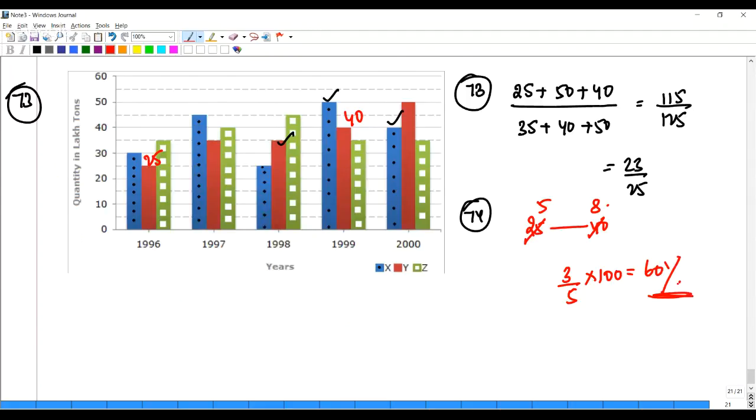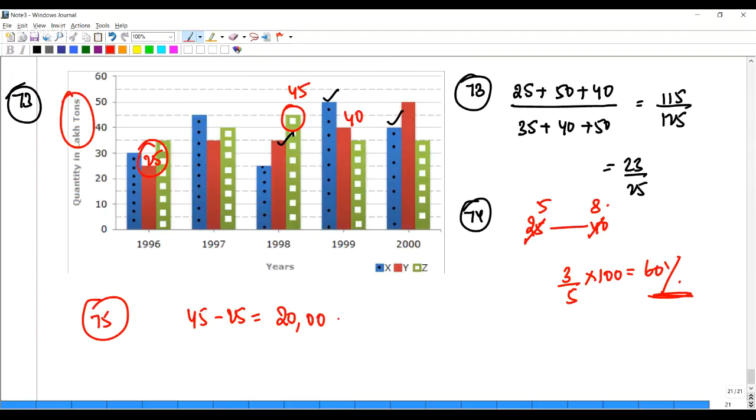It is increased by 60%. 75, if you look at what is the difference between the production of company Z in 1998. Company Z in 98 is 45, whereas company Y in 96 is 25. So 45 minus 25 is 20 lakh tons. Lakh means 5 zeros, 1, 2, 3, 4, 5. So these many tons. So those are your answers.